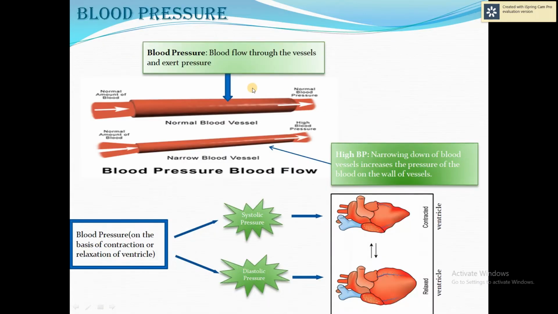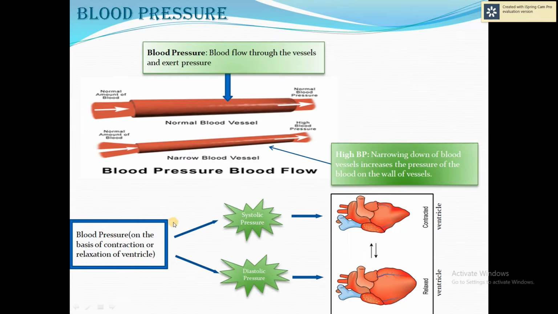Next, what is blood pressure? As the name suggests, blood and pressure. The blood flows through the vessels and exerts pressure on the walls of the vessels. This is known as blood pressure. Sometimes, due to various reasons such as an increase in the cholesterol levels, the width of the blood vessel gets narrowed down, and at this time the pressure of the blood on the walls of the vessel increases. This creates a very high pressure on the walls of the vessels, and thus this is known as high blood pressure.